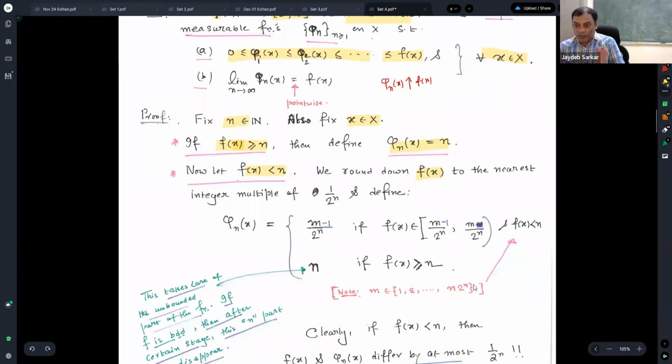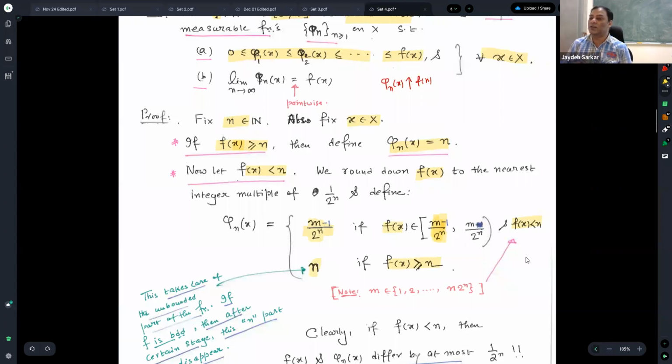You look at your value f(x), and where it falls. If f(x) falls in this interval, you take the least point. That's what I said: we round down f(x) to the nearest integer multiple of 1 over 2^n. That's the value of your phi_n(x). So this is for f(x) less than n, and if f(x) is larger than or equal to n, you just have n.